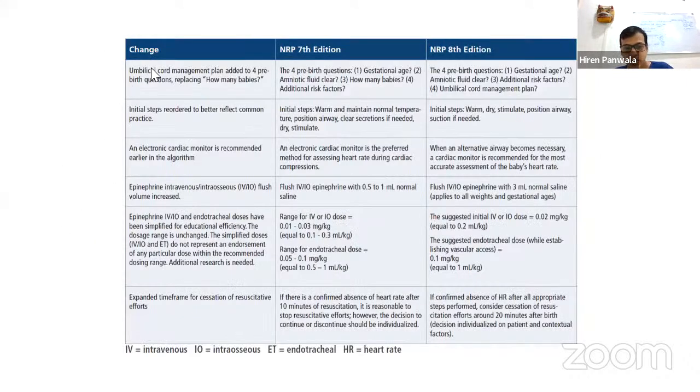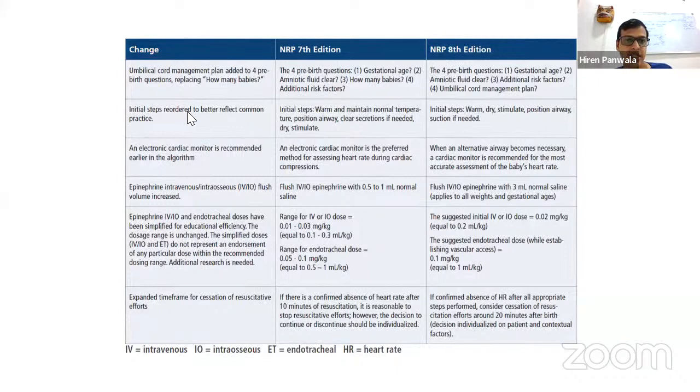Now, to end, I just wanted to share this slide and tell you what are the relevant changes, updates between the previous and the new editions of the NRP algorithm. So the first and foremost is that umbilical cord management plan has been added to the four pre-birth questions to the obstetricians. So it is very important, very relevant. And one of the things that we should focus on and start implementing is the umbilical cord management plan, which has been introduced in the 8th edition, which has come recently.